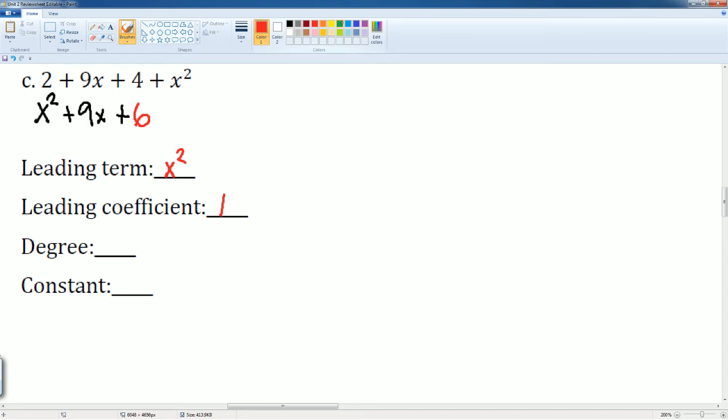The degree is the highest exponent. And the highest exponent here is 2. So 2 would be the highest exponent. Then what is the constant? Well, we said it was 6 because that is 2 plus 4. Make sure you add them. 4 plus 2 is 6. Do not just write 4. It's 2 plus 4. Right?